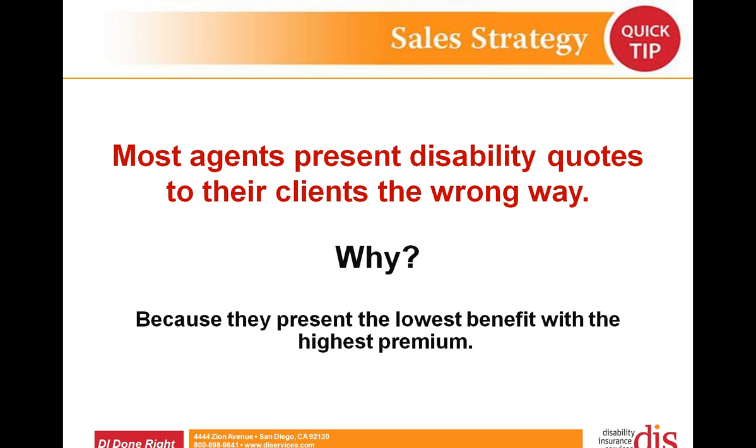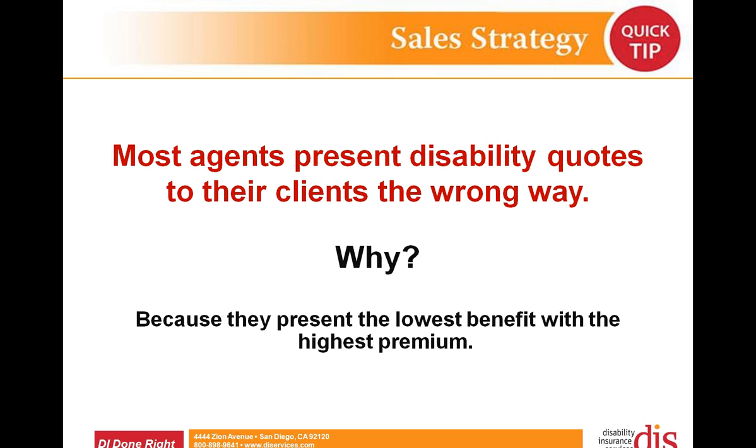It's an unfortunate fact, and I think that it's not always the agent's fault. So when you hear a statement like that, most agents present disability quotes the wrong way, intrinsically you ask yourself why. What are they doing that's wrong about the way they're presenting it? Well, it's because most agents are presenting a disability benefit at the lowest possible benefit, and they're presenting it against the highest premium.